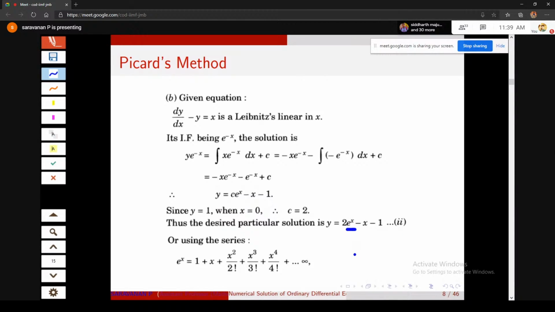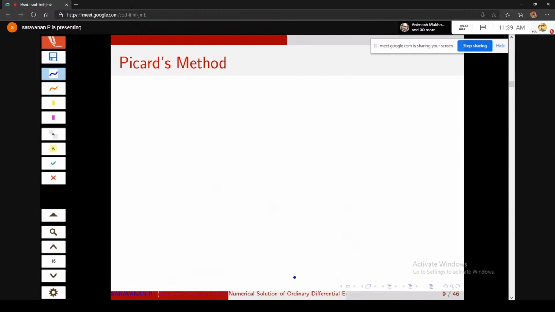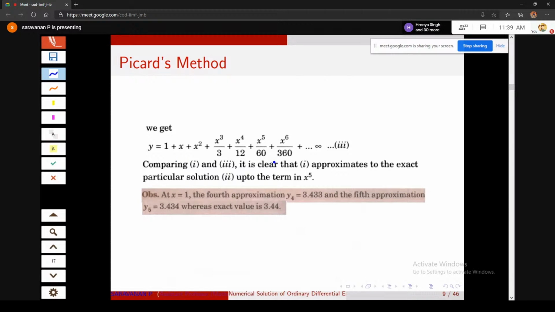So what is e power x? What is the series expansion for e power x? 1 plus x by 1 factorial plus x square by 2 factorial, etcetera. So in this exact answer, in place of e power x, if I substitute this, you will get this. So this is the exact answer.